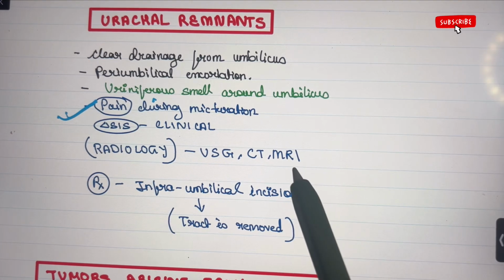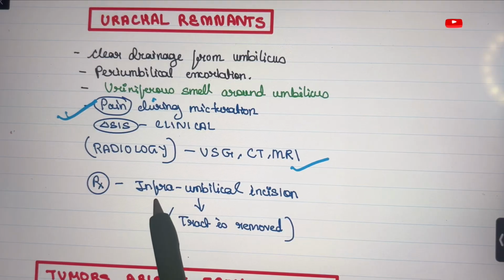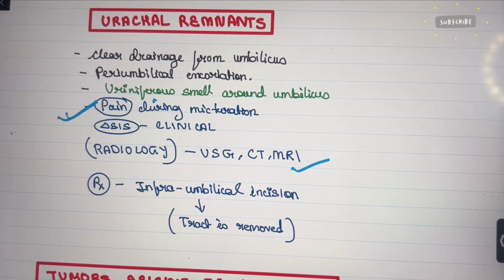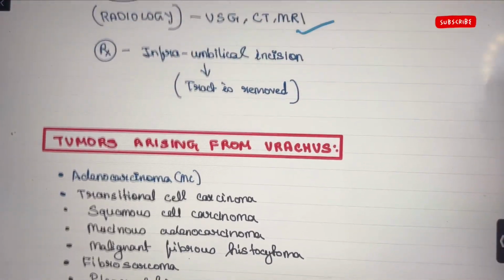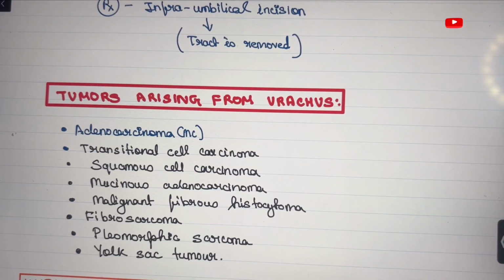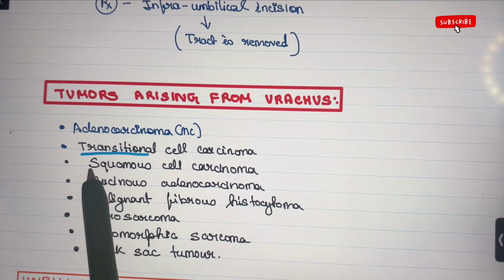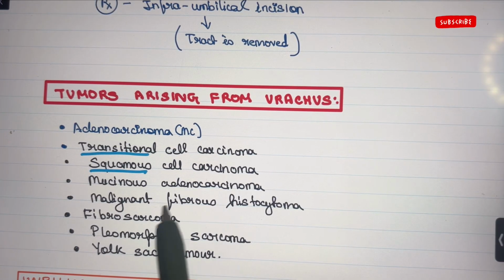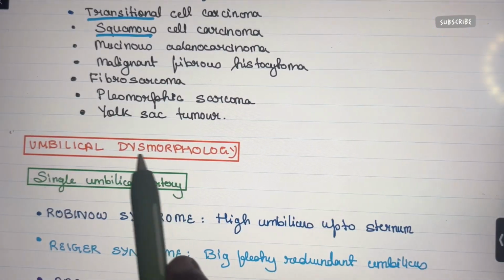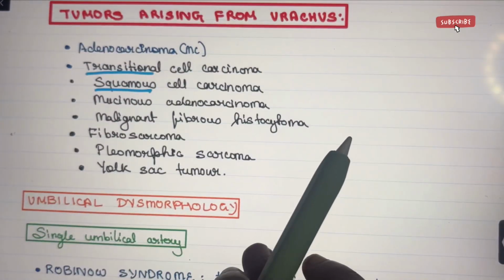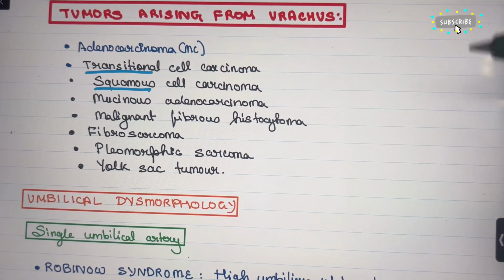We can do CT, MRI and USG for further investigation, and treatment is here also we give an infra-umbilical incision and the tract is removed. Okay, now what are the tumors from the urachus? Generally, when there is persistence of urachus, it may be associated with, most common is adenocarcinoma. Apart from that, there can be transitional carcinoma, squamous cell carcinoma, mucinous adenocarcinoma, malignant fibrous histiocytoma, fibrosarcoma, pleomorphic sarcoma, and yolk sac tumor can arise from the urachus if not treated, and later on can present as a tumor.